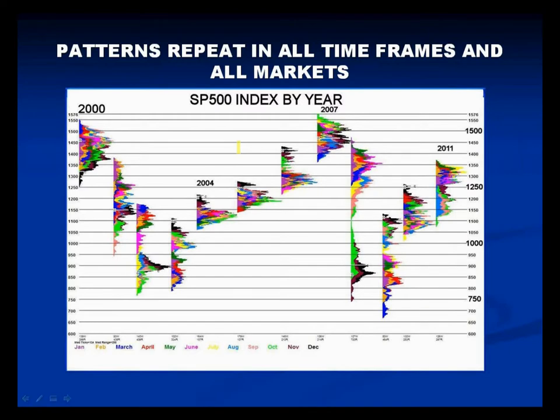I believe patterns repeat in all time frames and in all markets, and just to show you how often bell curves form, we're looking at yearly profiles of the S&P index. And I know the colors are difficult to read, but I think it's most important to know where the market closes, and those are the black ones, which is December. Each month of the year is shaded a different color. But I think I show this more to show you that these bell curves form more often than not.